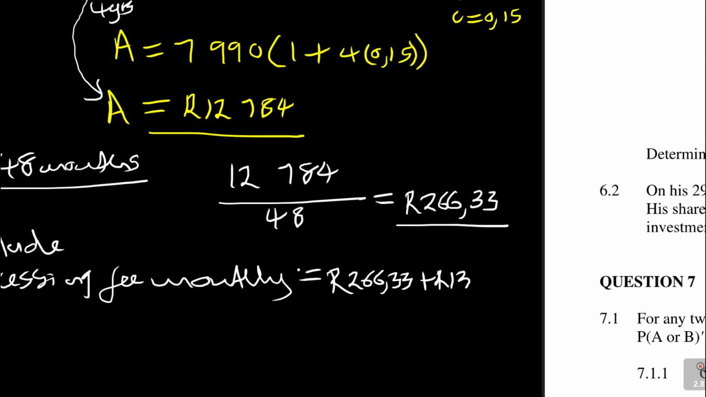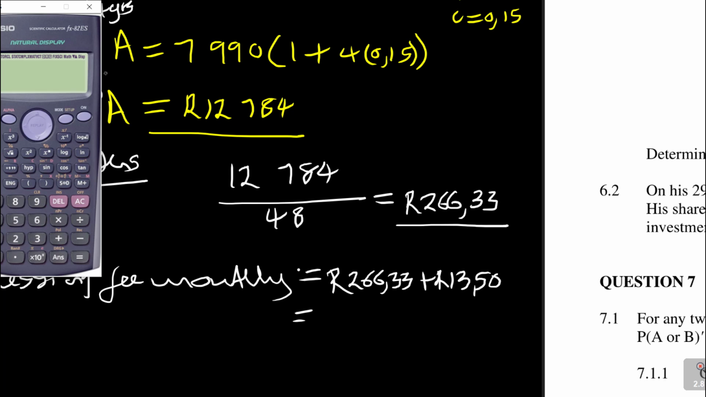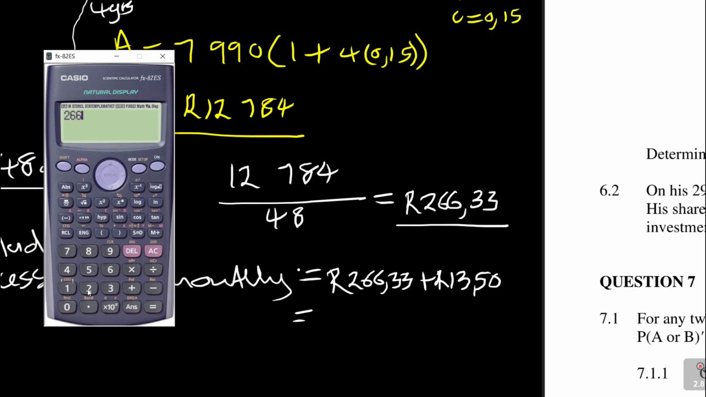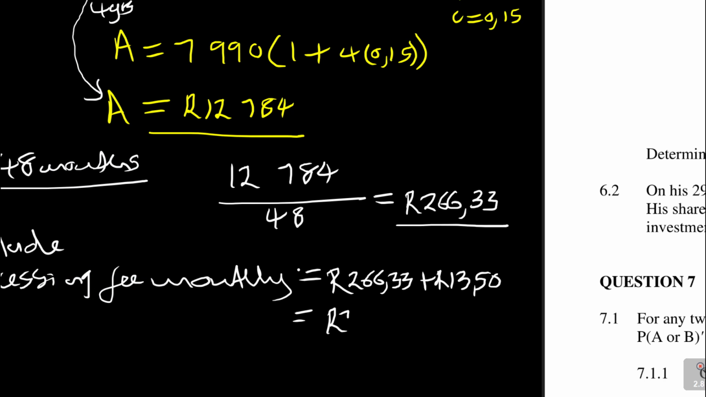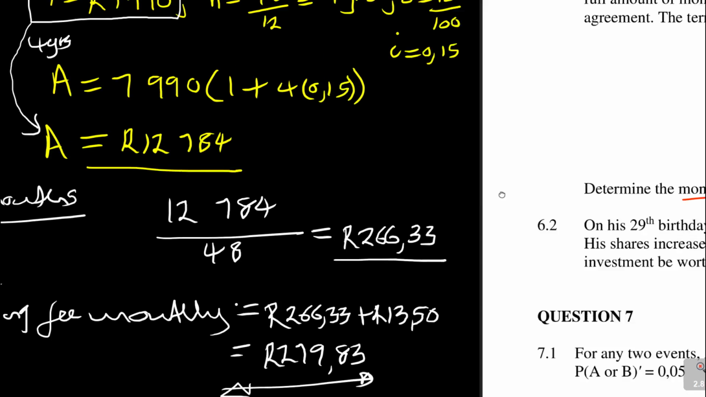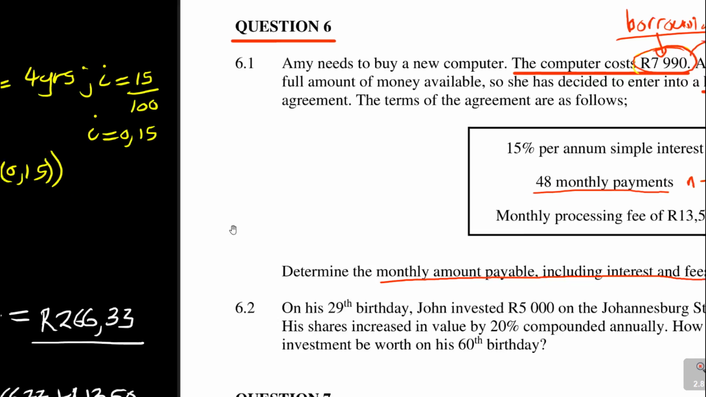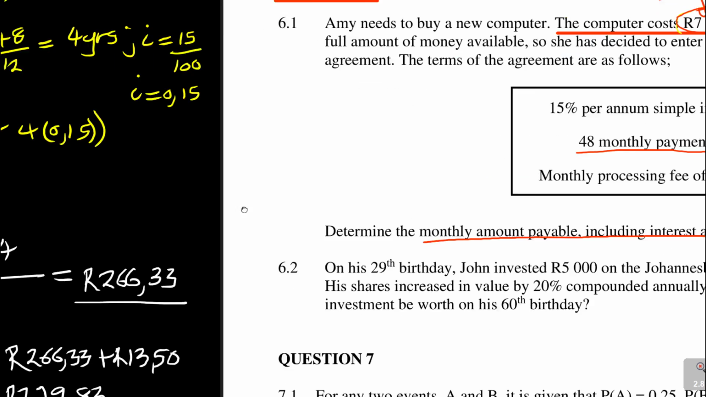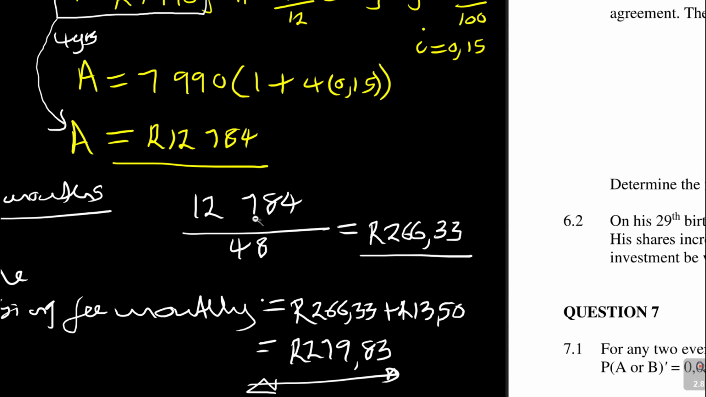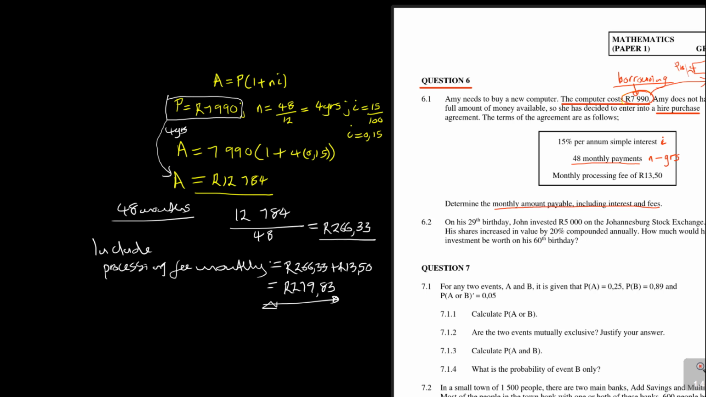Okay, remember they are in business for profit. So now let's look at the total amount you are going to be paying per month. So it's 266.33 plus 13 rand 50. How much are you paying in total? You are paying 279.83 every month. That becomes the final answer. So the monthly payment you're going to pay is that one. Alright, so let's move on here. I have to erase this.